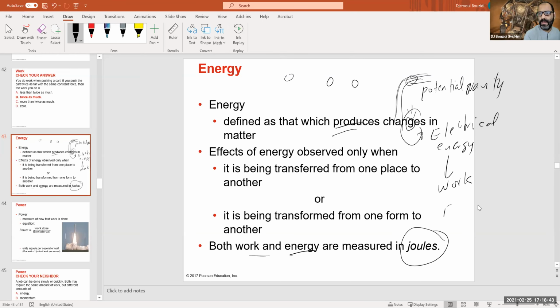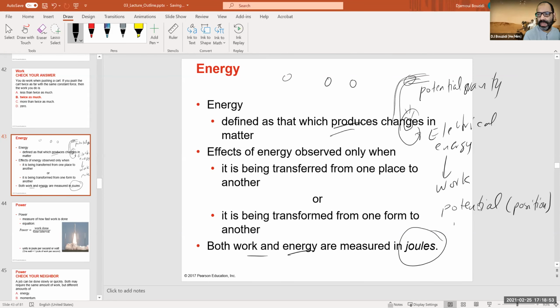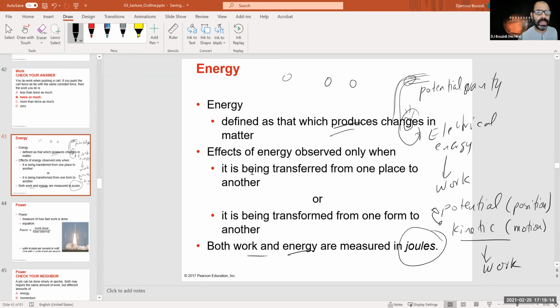There is potential, which is the energy of position. And there is the motion energy, which is kinetic, which is the motion. And they both will move from one form to the other. There is a free exchange between the two. But both of them can yield work, can give you work at the end. You can convert them to work, okay? That's really the concept of energy.